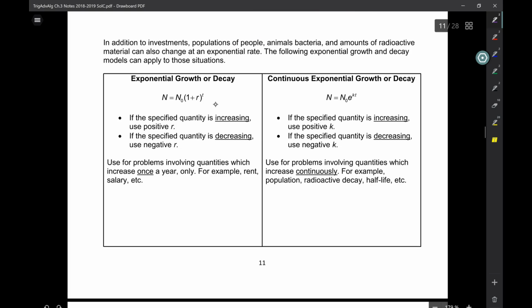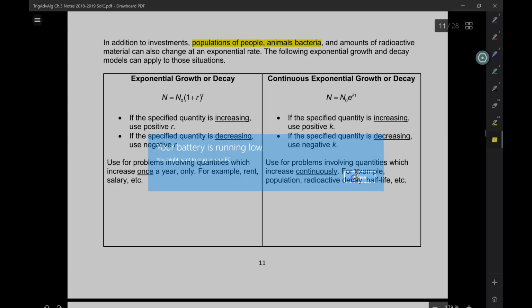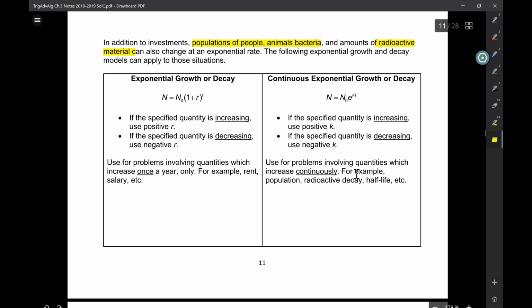These formulas actually come from a deeper, more umbrella sort of formula, because this exponential stuff doesn't just apply to investments. It also applies to populations of people, animals, bacteria, amounts of radioactive material, right? All of these follow exponential growth and decay rules. So these are the two types of formulas that apply to pretty much everything in life. And we're going to go over them right now.